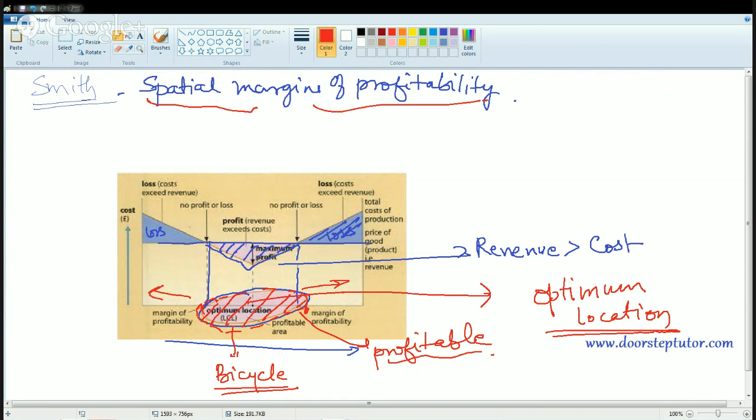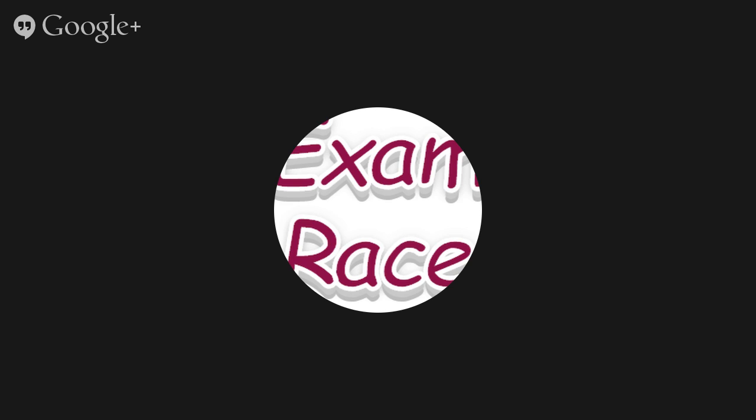So in this class, we have talked about Weber's concept and Smith's concept. In the next session, we would be talking about the concept of trade and the comparative cost advantage in trade.